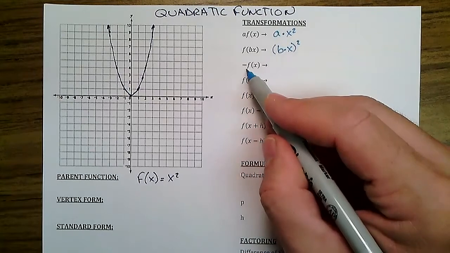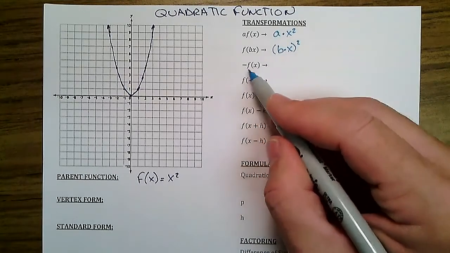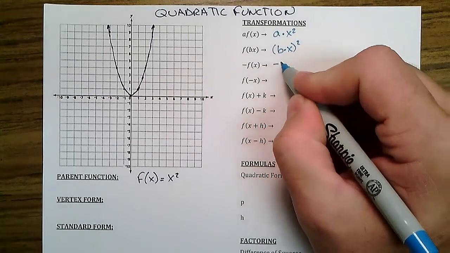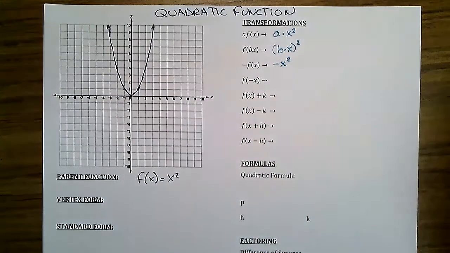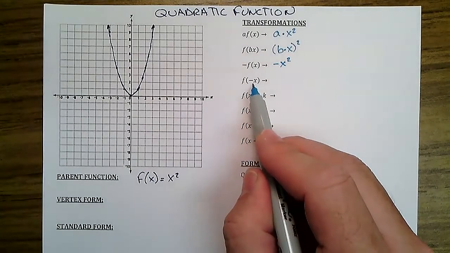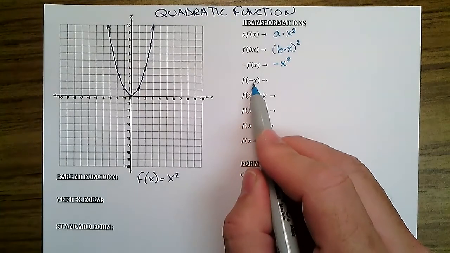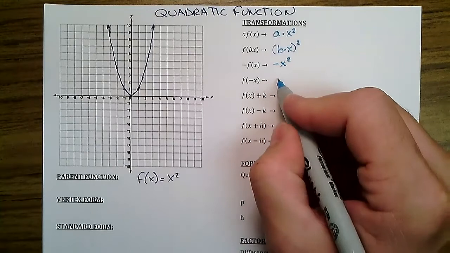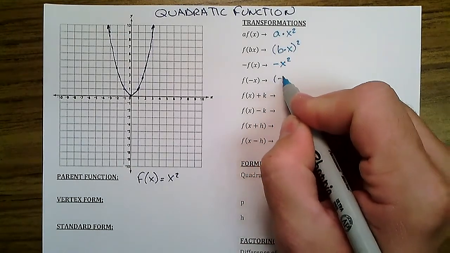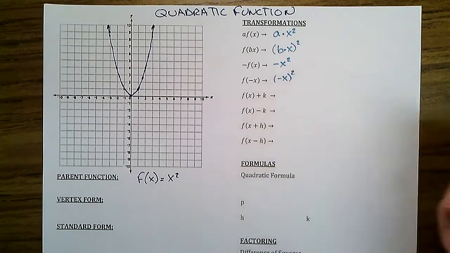Now our negative outside the f of x is our reflection over our x-axis, and we're simply going to go negative x squared. Our negative x inside the parentheses is our reflection over the y-axis, and we're going to go negative x squared.